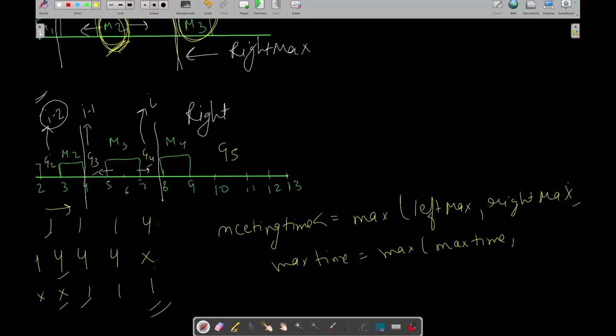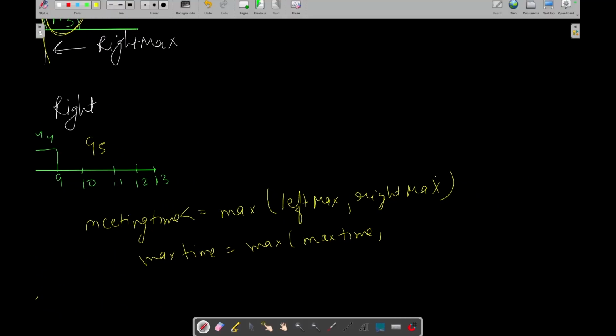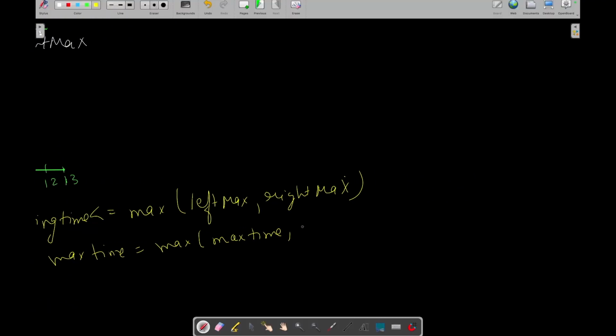So how will we get this G3 and G4? Let's see here, if we are at this free time, then G3 will be free time of I minus 1, G4 will be free time of I, and this is the meeting time. So let's write here G3, G4 and meeting time only.